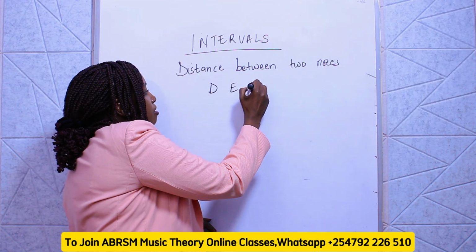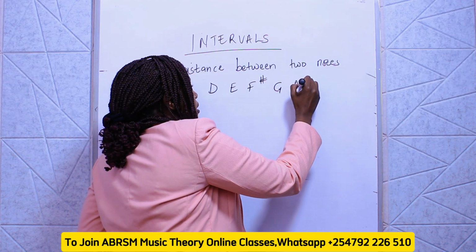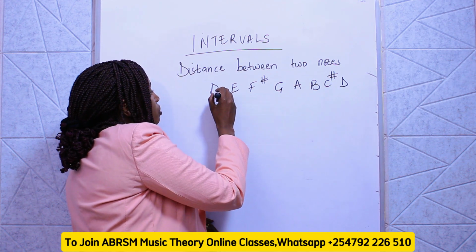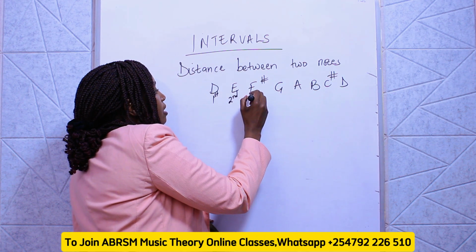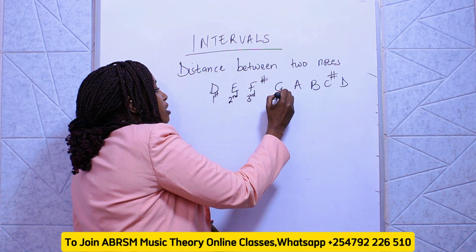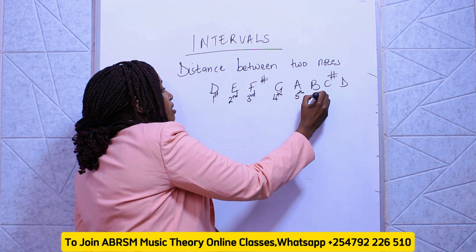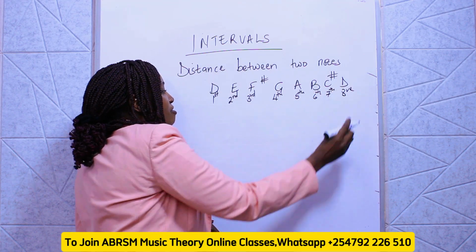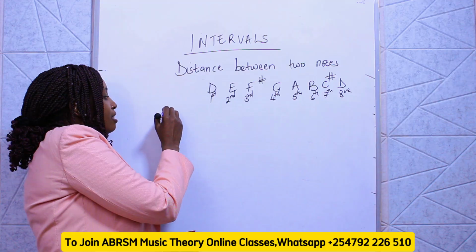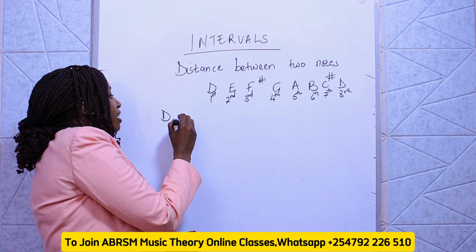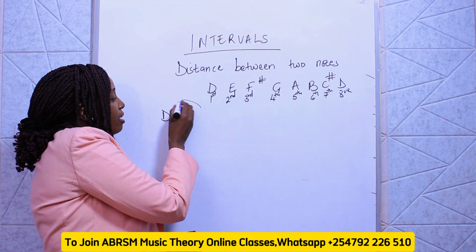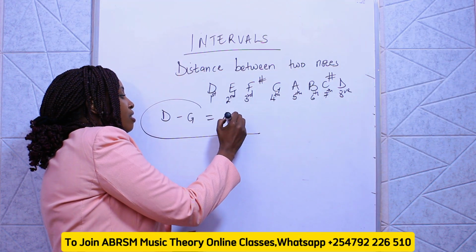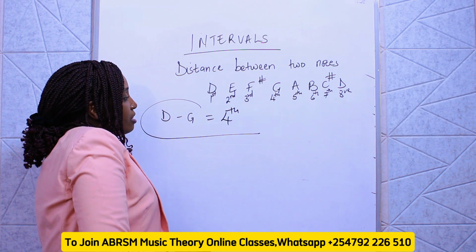D, E, F, G, A, B, C, and then D. So this will be your first, second, third, fourth, fifth, sixth, seventh, and this will be your octave. So if you say, for example, the distance between D and G, when we are measuring using numbers, we can call this a fourth. We can say that the interval is now a fourth.